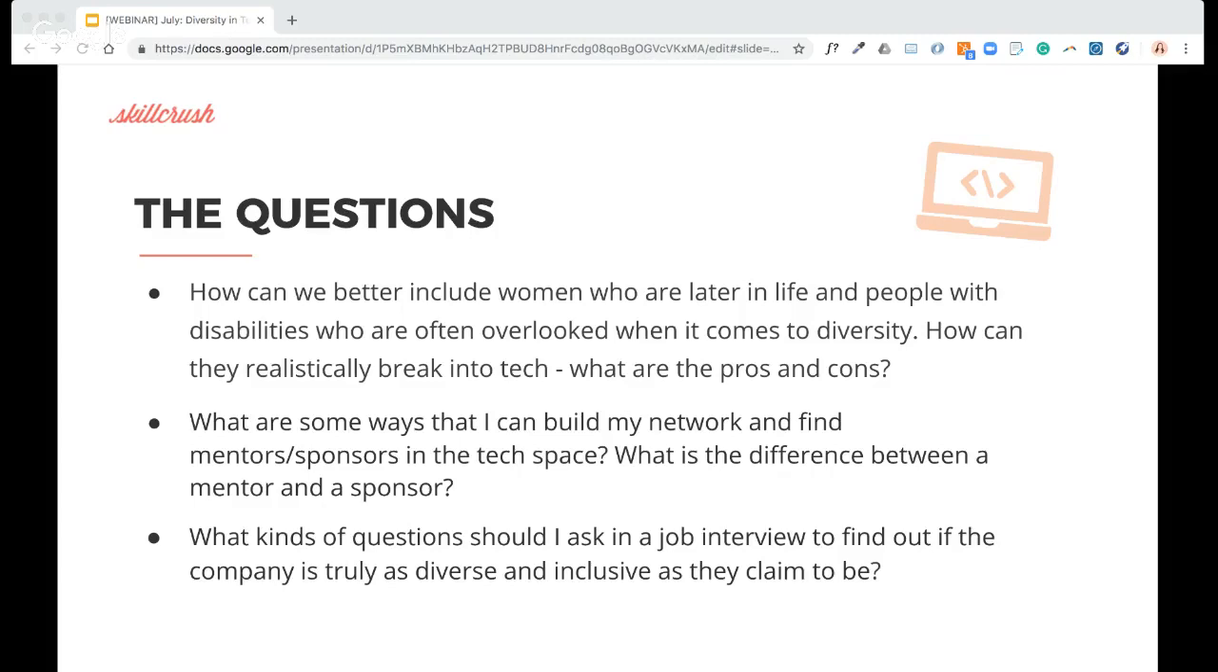How can we better include women who are later in life and/or people with disabilities, who are often overlooked when it comes to diversity? How can they realistically break into tech? What are the pros and cons?